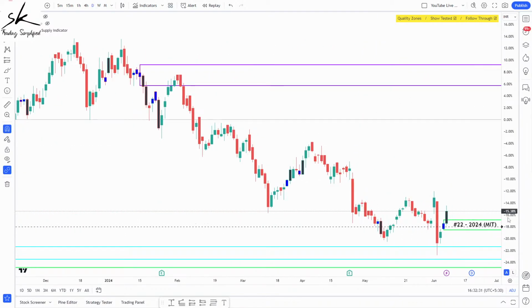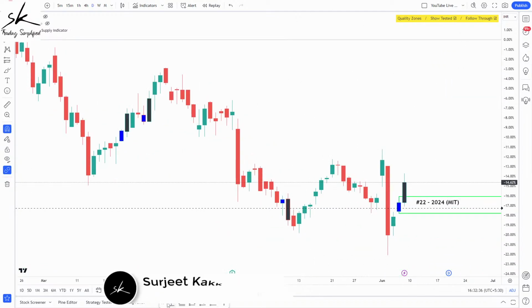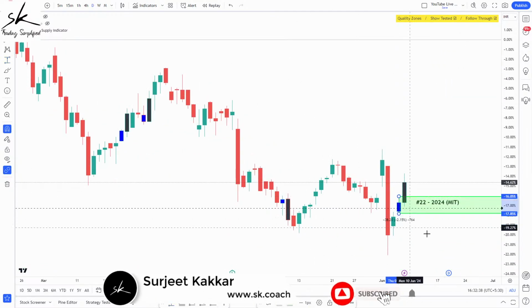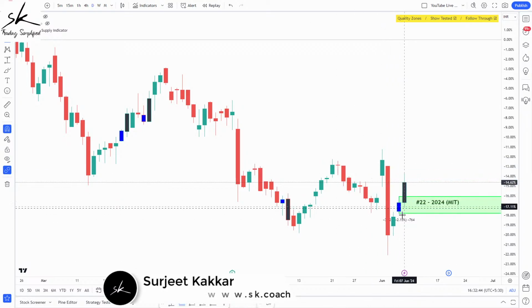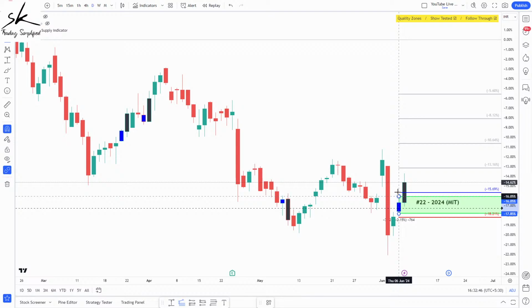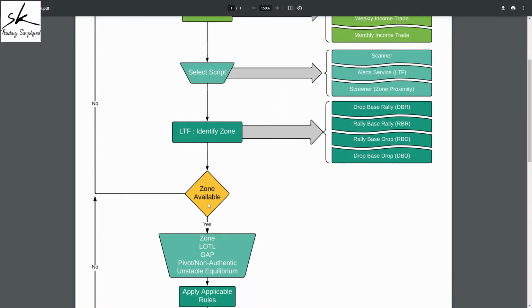So if I start from the current market price, you can see just below we have this rally-based rally structure. So let's mark that. So that's our zone. We have already identified the zone. Let's also mark the entry. Oops, my bad. Yeah, let's mark the entry, stop, and back to the entry, right? So yes, step number 3 was identify a zone on the chart. Do we have a zone available? The answer is yes.